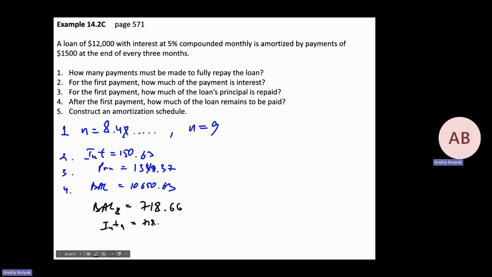That's 718.66 times, and believe it or not, I need P. So 0.005 over 12. That's 0.00416 per period. So P would be what? Now CY is monthly, payments every 3 months. So 12 over 4 will be 3, right? Agree?